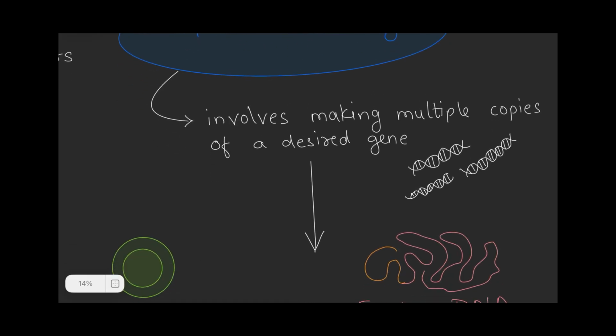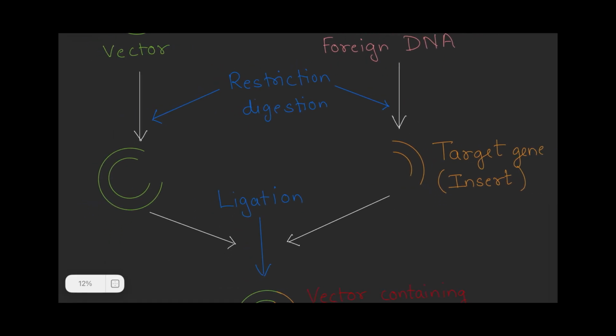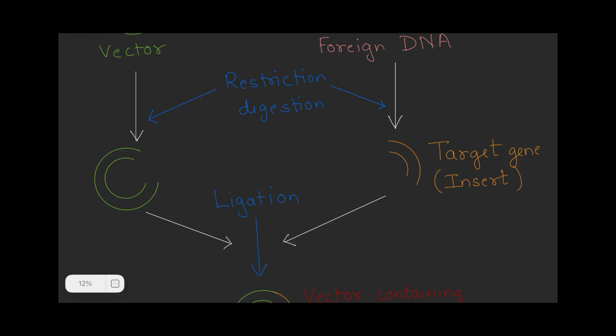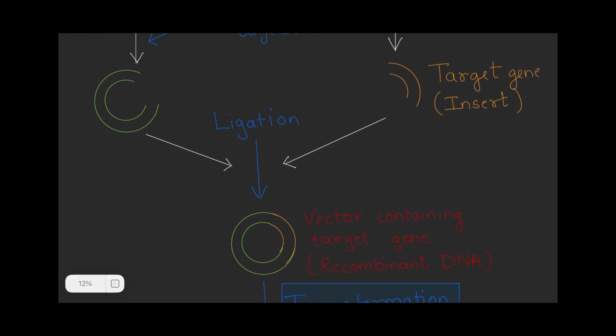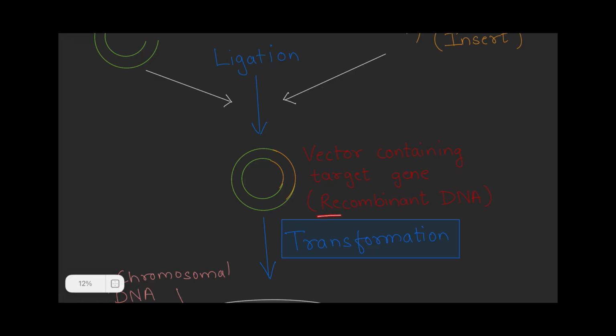We begin with two things, a vector and a piece of foreign DNA. From the foreign DNA, we identify the target gene, also called the insert. Both the vector and the foreign DNA undergo restriction digestion. That means they are cut using restriction enzymes. After cutting, we join the target gene with the vector using a process called ligation. Now the vector contains the target gene. This is called recombinant DNA.